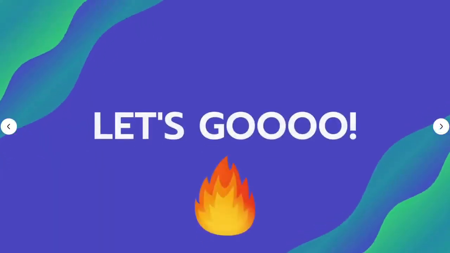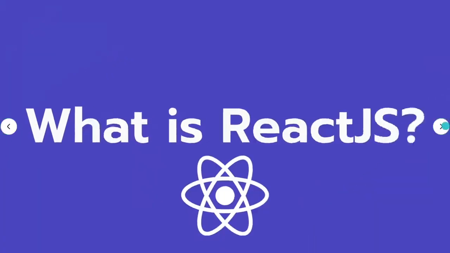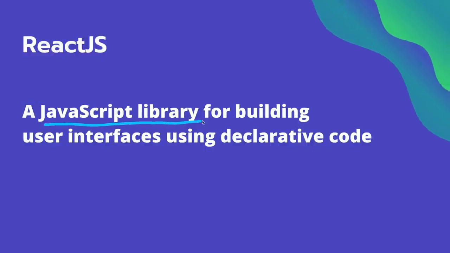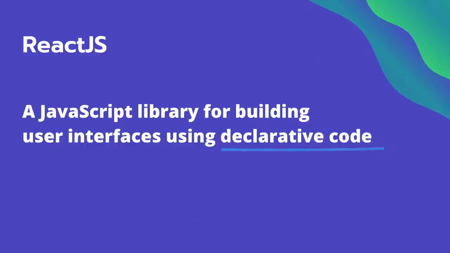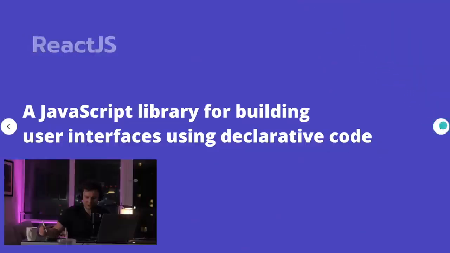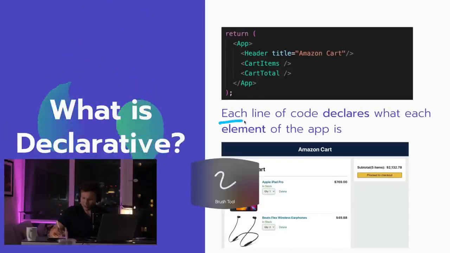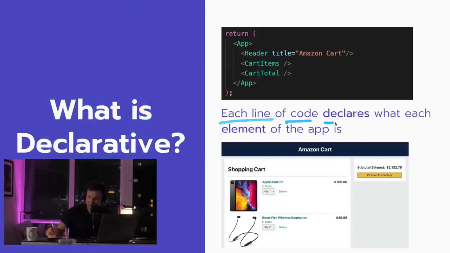All right, so let's get started. So what is React.js? That is the question. Pretty simple answer. It is a JavaScript library for building user interfaces using declarative code. Now, what I mean by declarative code, let's take a look. Check this out. Declarative code is pretty simple, where each line of code declares what each element of the app is. So what do I mean by that?